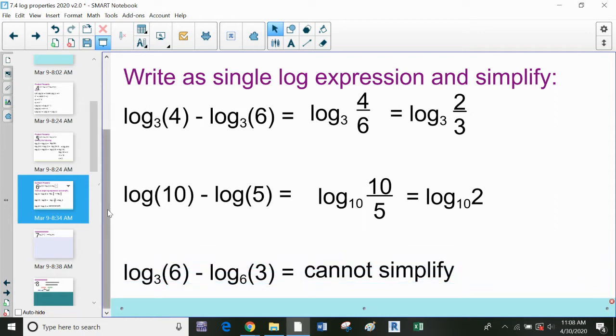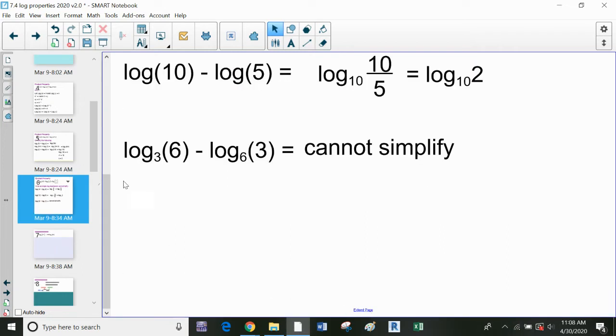Now, you are going to run into some where you cannot simplify. Take a look at this one. See if you can figure out why you can't simplify it. If you notice that one is log base 3 and one is log base 6, you're exactly right. You can't simplify these if they have different bases. And that's true with the product property, and it's true with the quotient property. If they're different bases, that's as simplified as that expression gets. You're done with it, move on.